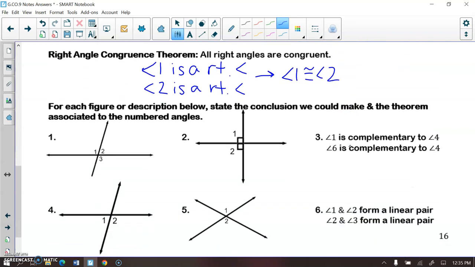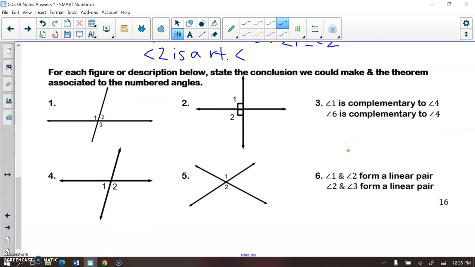Okay, so for each figure or description below, we're going to state the conclusion we can make and the theorem associated to the numbered angles. So number 1, there's many different conclusions that we can make. Let's actually make all the conclusions that we can conclude in number 1. I can say angle 1 is congruent to angle 3. This is by the vertical angles theorem.